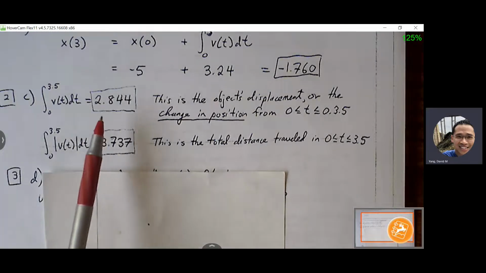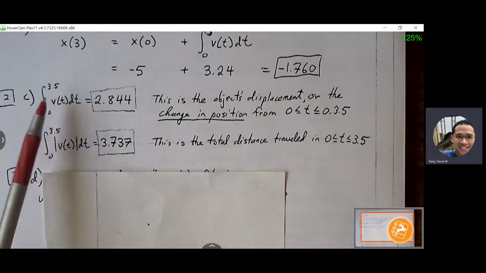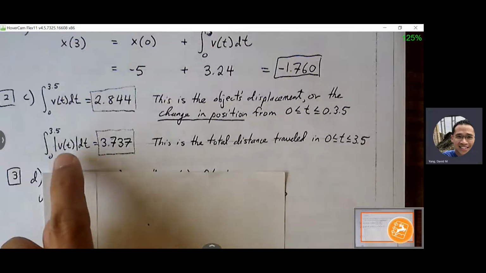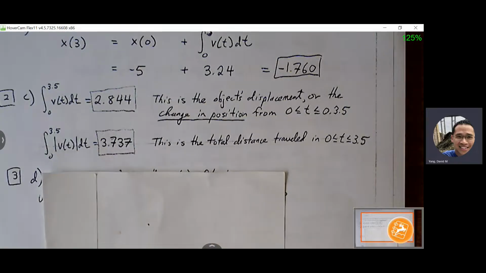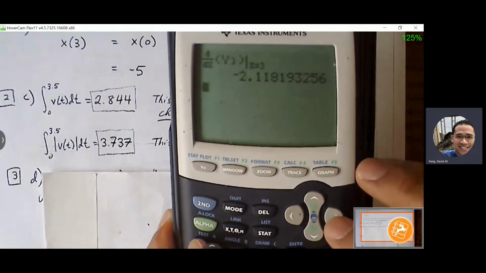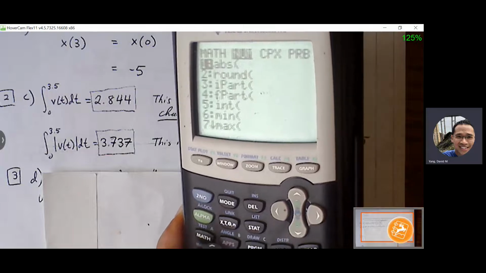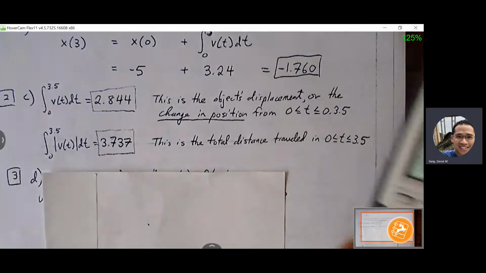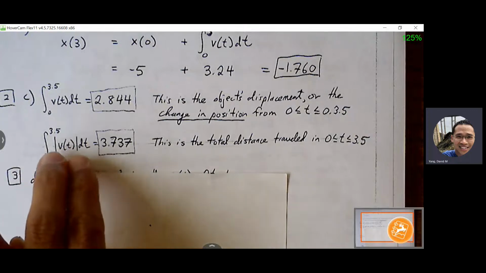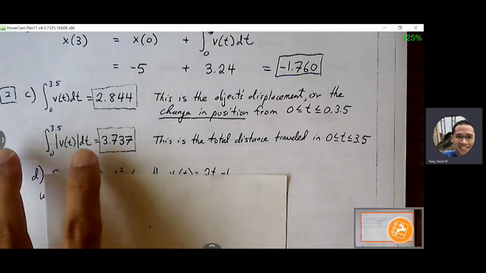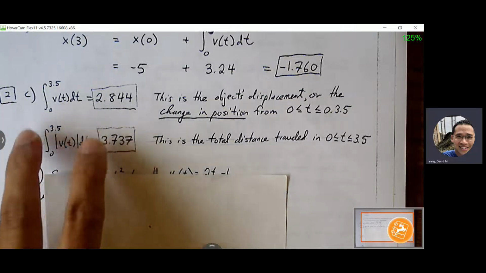So in your calculator, you'll get 2.844 if you do the displacement. It's the object's displacement, or the change in position in that time interval. But if you enter it using absolute value, the way you get to that is you do math, number, ABS. That will take you to absolute value. Make sure though that your absolute value goes inside the integral notation but then outside the velocity function. You don't want to put it all the way out here as absolute value.